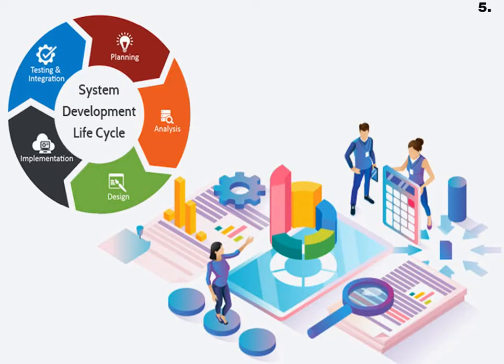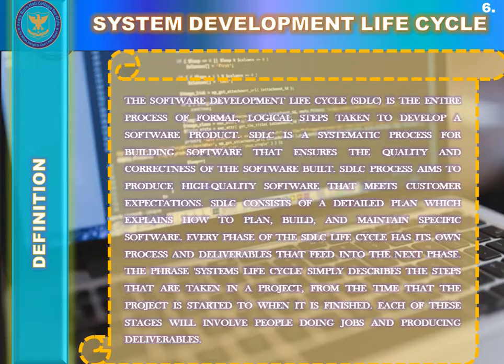Now moving towards our basic concept, and that is the system development life cycle. You need to concentrate here on what a system development life cycle is. The software or system development life cycle is the entire process of formal, logical steps taken to develop a software product. This means that it has certain logical or formal steps involved in it.